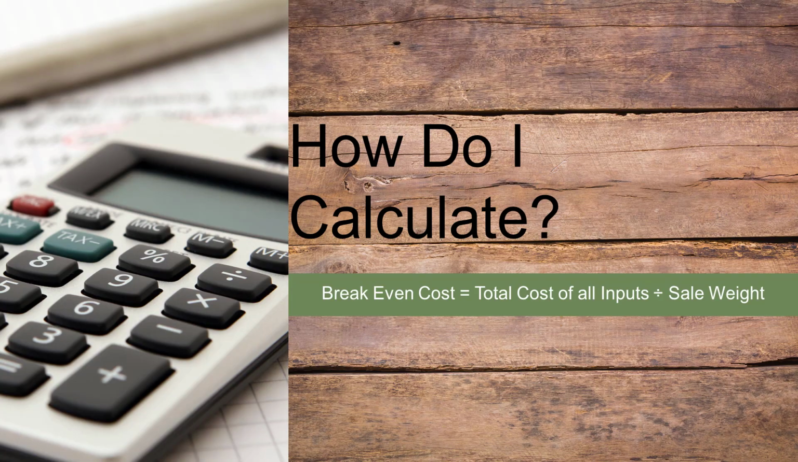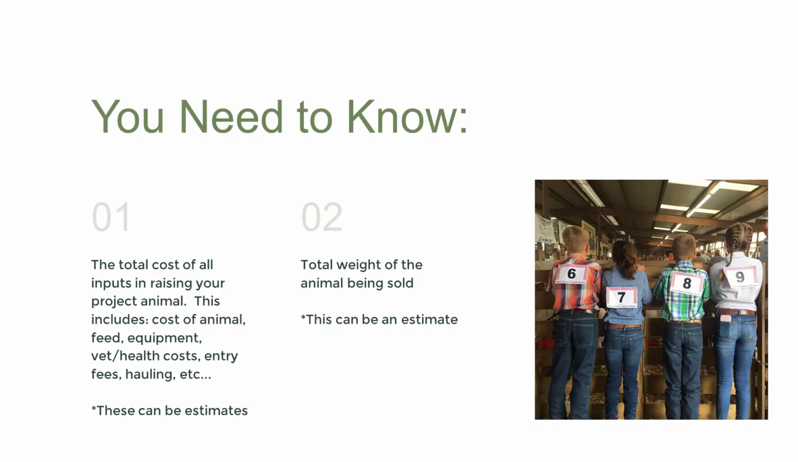First off, to do break-even cost, you need to know the total cost of all your inputs divided by your sale weight. The total cost of all your inputs is things like your feed cost, the purchase of your animal, supplies, bedding, and so forth. The other thing that you need to know is the total weight of the animal being sold. And both of these inputs can be a total estimate just to figure out and play with this calculator. You don't have to know those, you can estimate them.